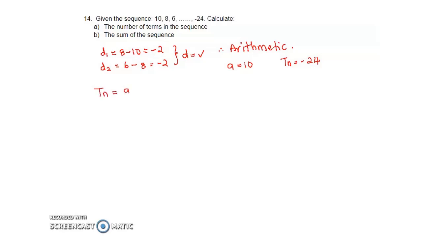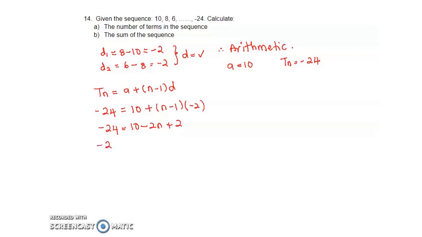So use the arithmetic formula: Tn equals A plus (n minus 1) times D. So Tn is negative 24 equal to A, A is equal to 10, plus (n minus 1). So we want to find the value n here, and D equal to negative 2. So negative 24 equal to 10 plus n times negative 2, negative 2n. Negative 1 times negative 2, positive 2.